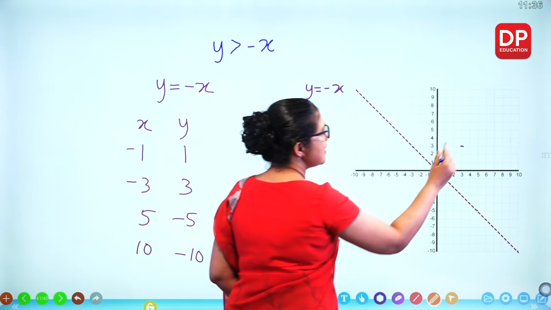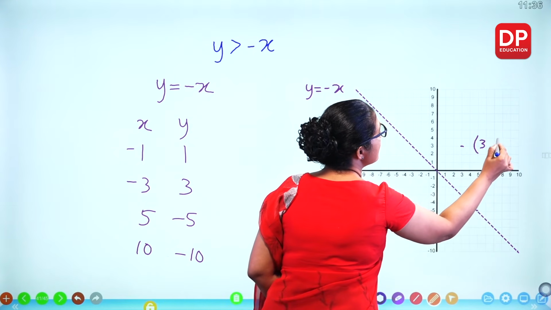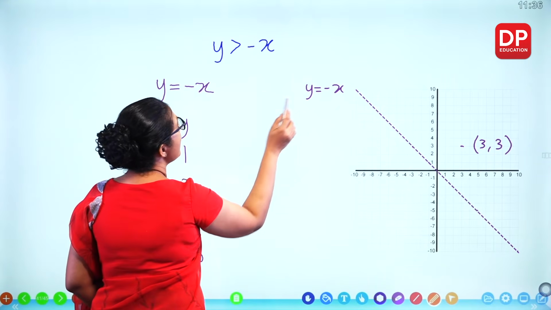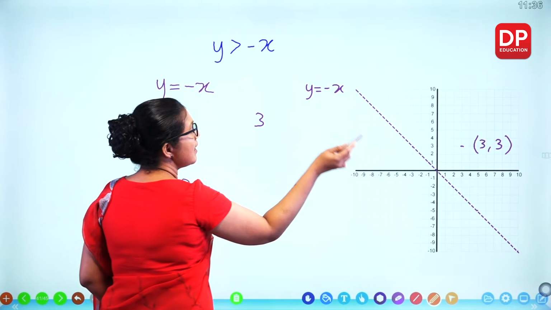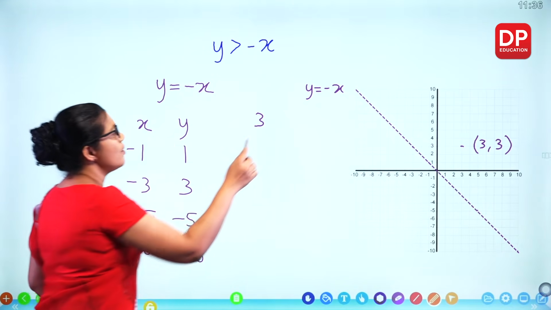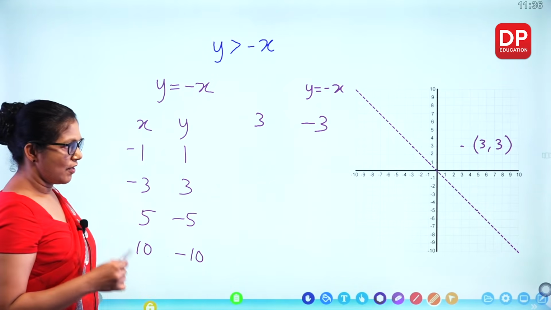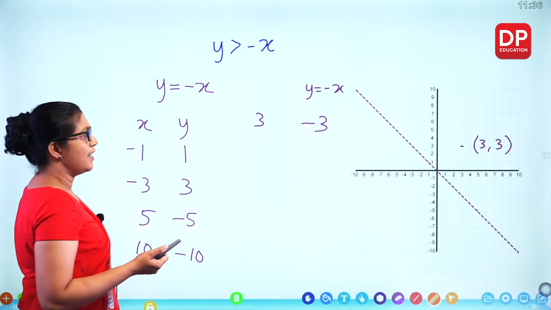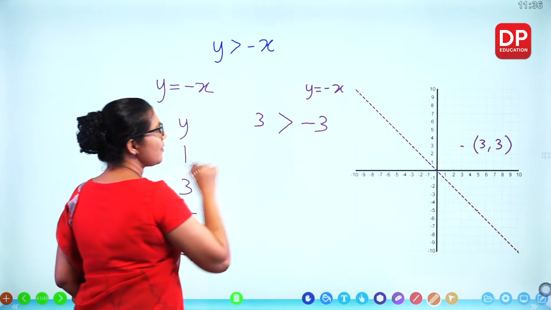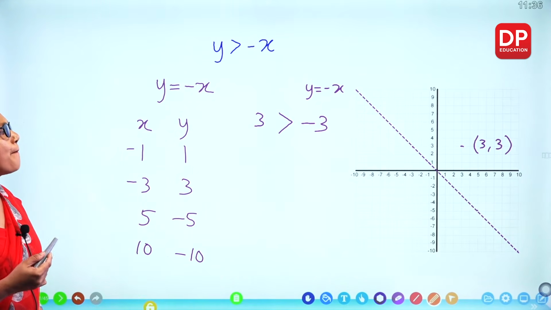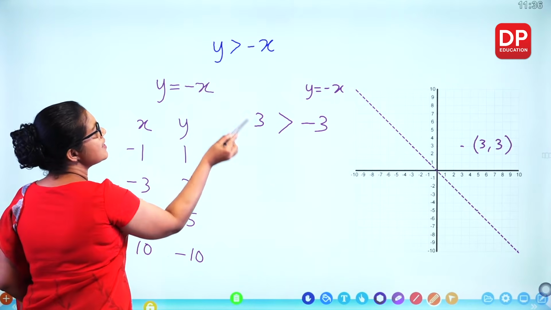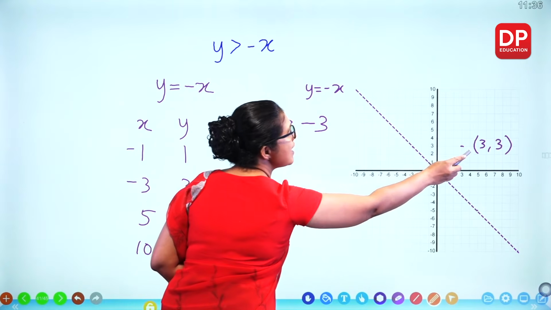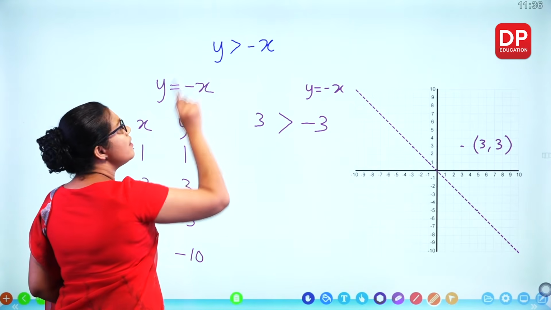What are the coordinates? 3 and 3. So here we'll plug this value here. y is 3, and -x is now -3, because 3 into negative 1 becomes -3. So which one is greater? We know that 3 is greater than -3. So we are getting the same inequality. That means this point is on the required region.